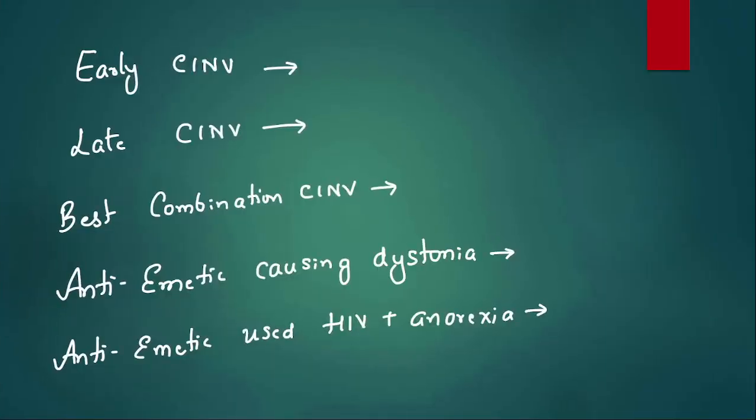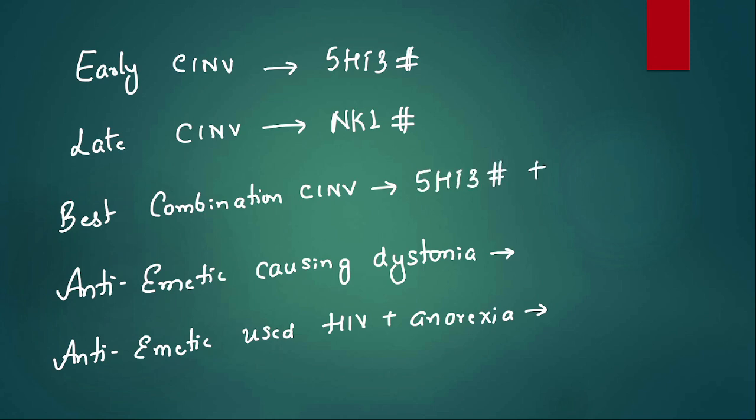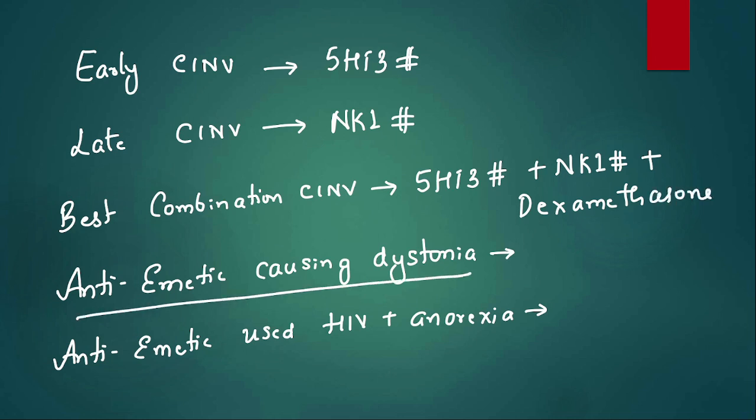Now coming to the drug of choice for early CINV, it is a 5-HT3 antagonist. They end with setron. For late CINV, they are neurokinin 1 antagonists. They end with pitant. The best combination is 5-HT3 blockers, setron, with pitant, plus a steroid. The steroid name is dexamethasone. Now coming to the next one, the antiemetic causing dystonia is metoclopramide. Which antiemetic is used in an HIV patient having anorexia, loss of appetite? So this you have to answer.